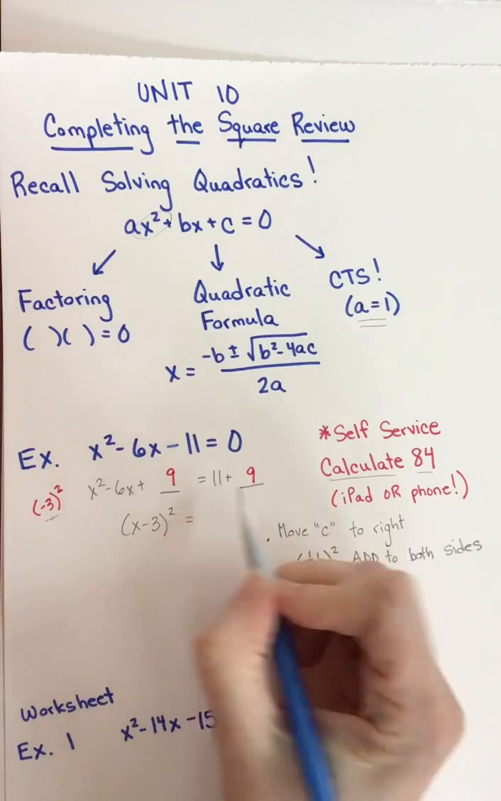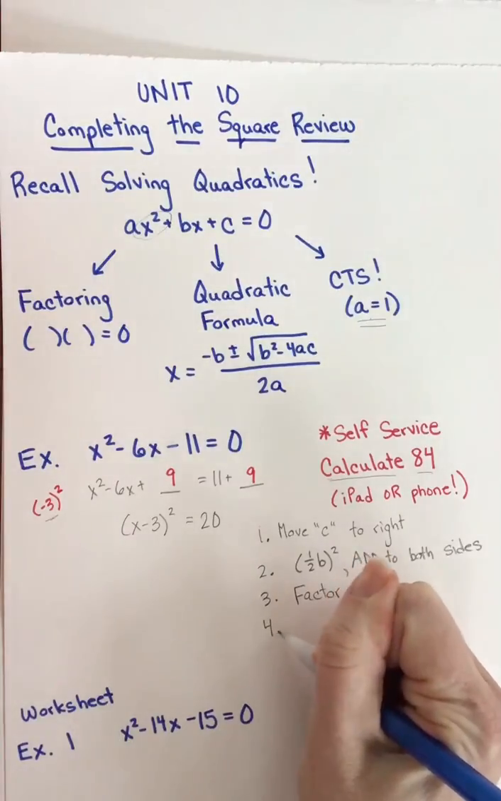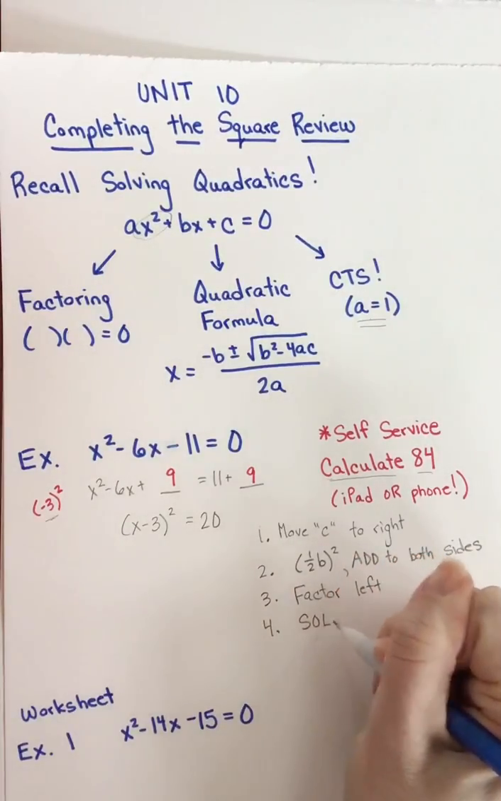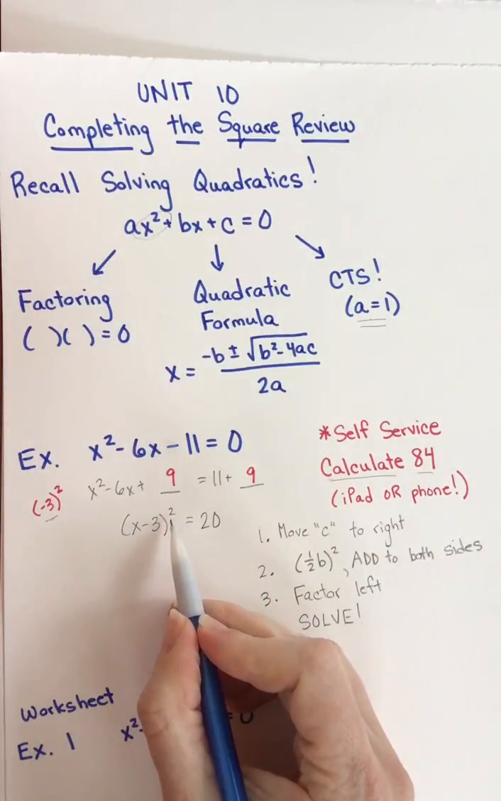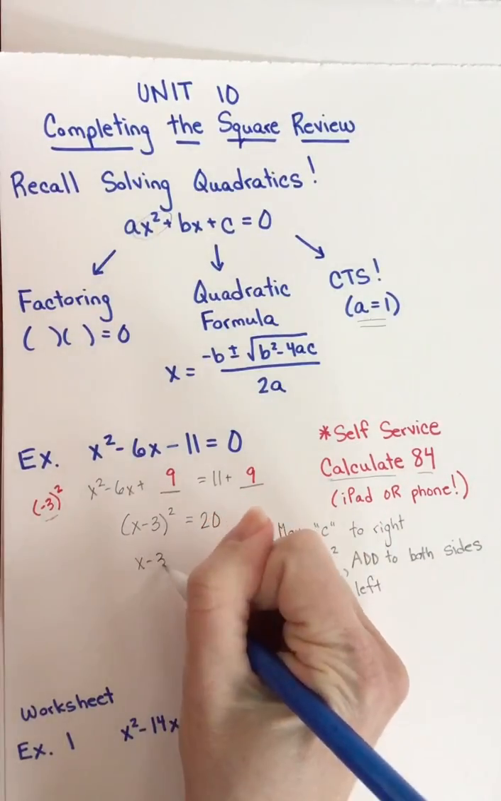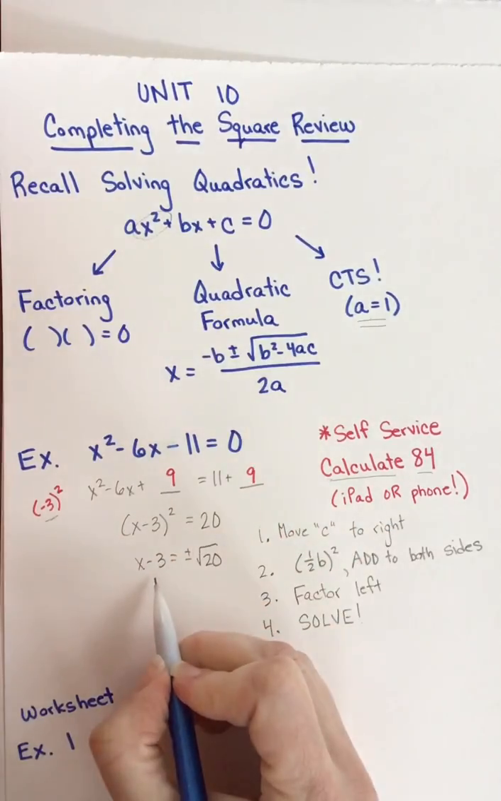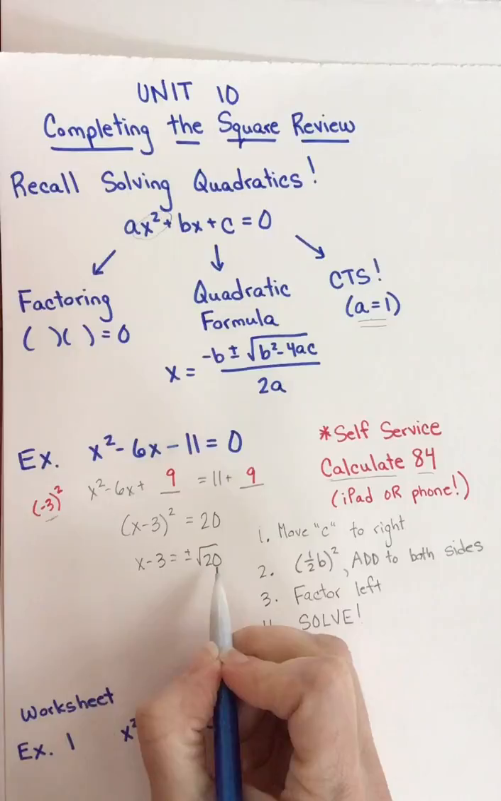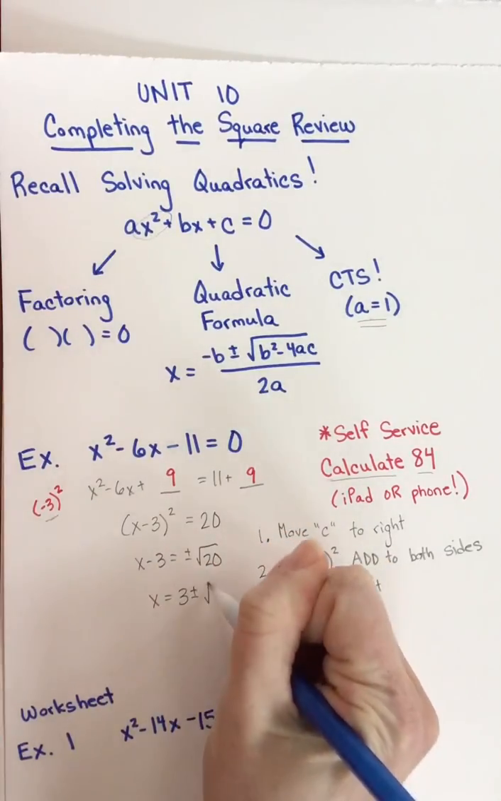I'm going to add these numbers to the right, which gives me 20. Now from here, you might want to solve with the chart. You might just know how to use your inverse operations. We are going to solve. How do I undo something squared? That's right, plus or minus the square root of 20. I have a negative 3, so if I want to move it to the right, it becomes a positive 3.